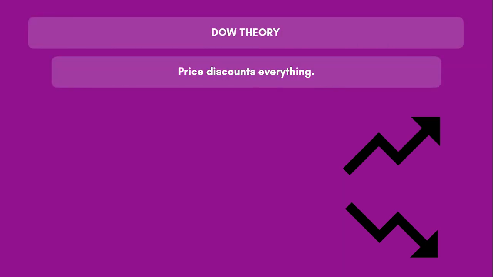The first theory that we're going to talk about is price discounts everything. Now this is a very important theory that Dow proposed, which completely changed how people see the stock. Back in those times, when there was no information and there was a poor literacy rate, not everyone was good at reading the fundamentals of a company. Not everyone knew how to evaluate a balance sheet, or how to check whether a company is undervalued or overvalued.